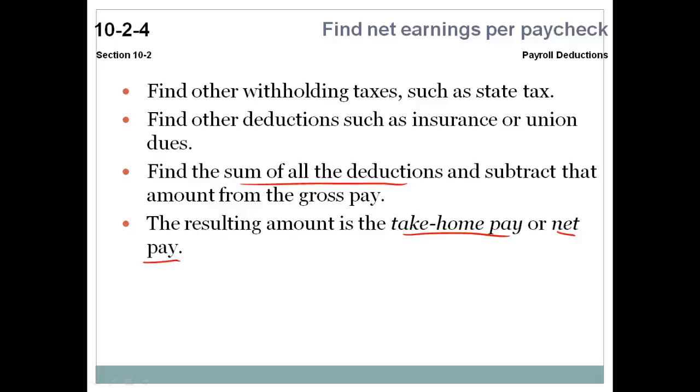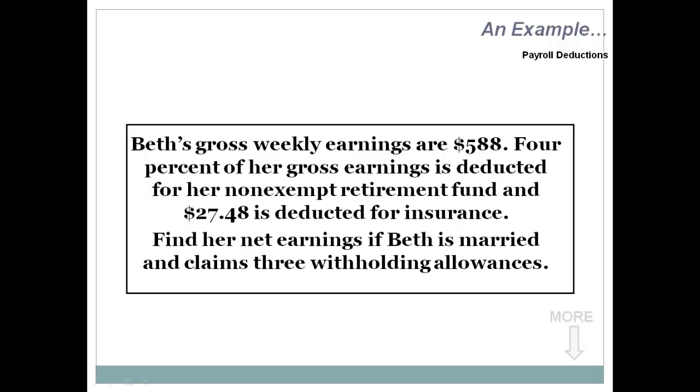So your net pay is the amount they write your check for, and the gross pay is what you really earned. Gross pay is always more than net pay. As the textbook author says, gross pay is what you wish you had, and net pay is what you really get. So here's an example.